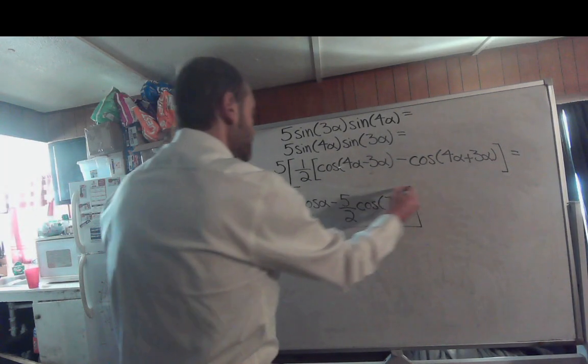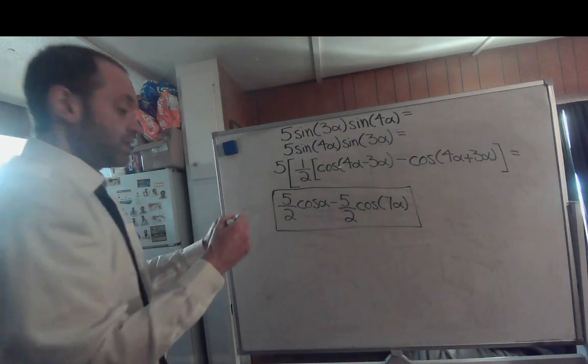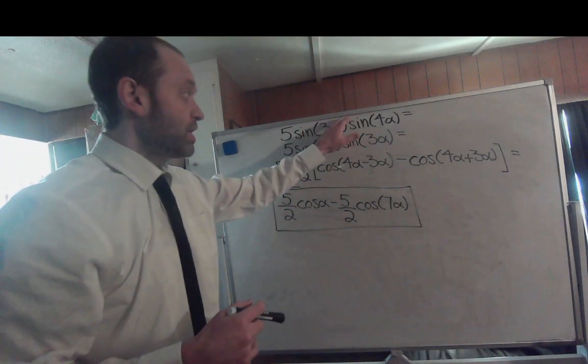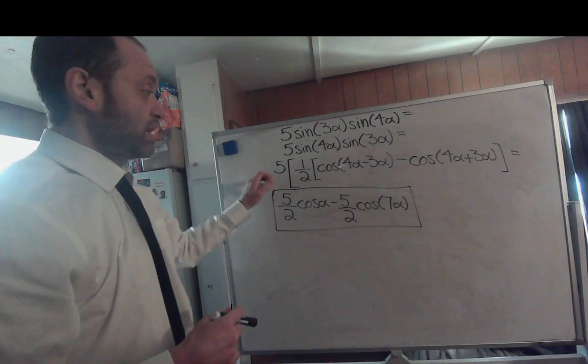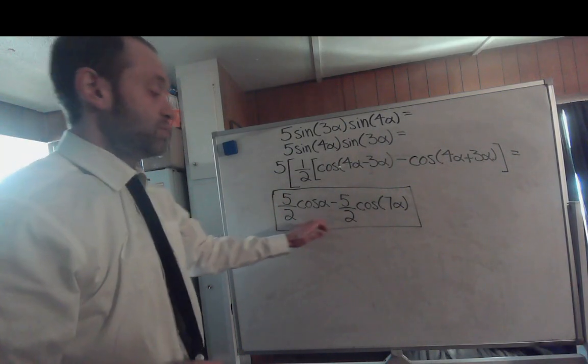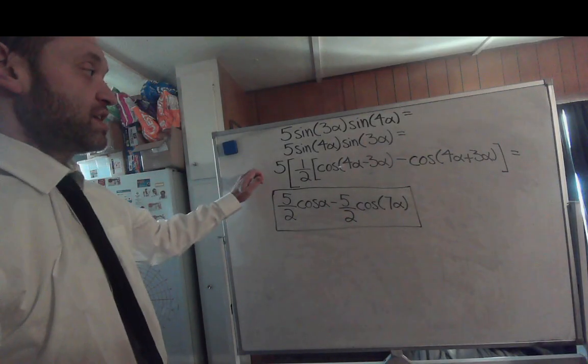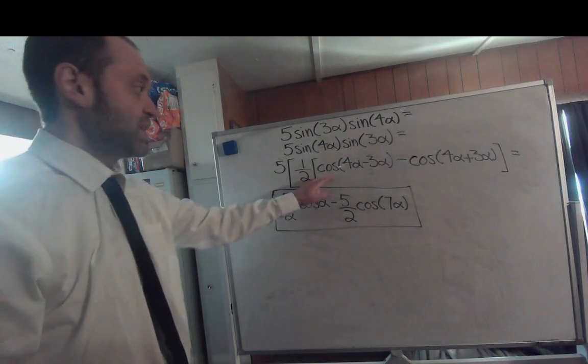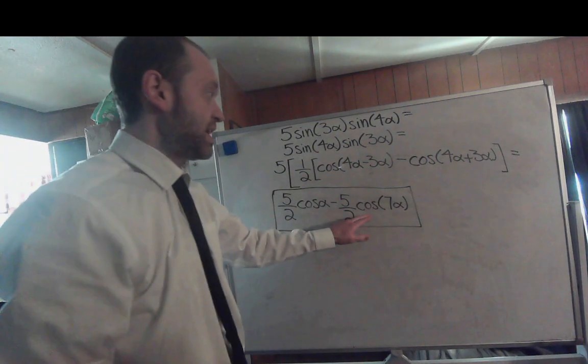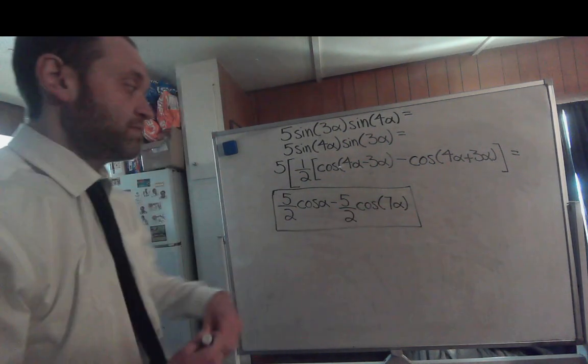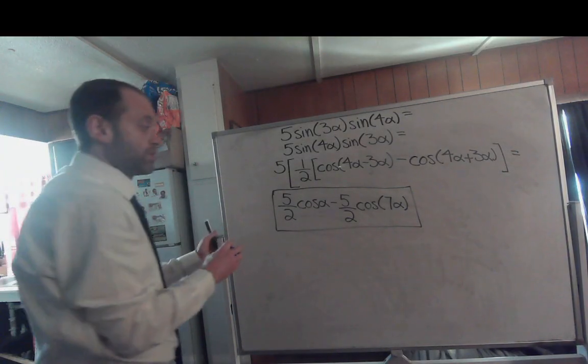So, especially in calculus and integration, this is hard to integrate directly, but the product of sum formula gives you something you can work with to integrate. So you should get 5/2 times the cosine of alpha minus 5/2 times the cosine of 7 alpha for your final answer.